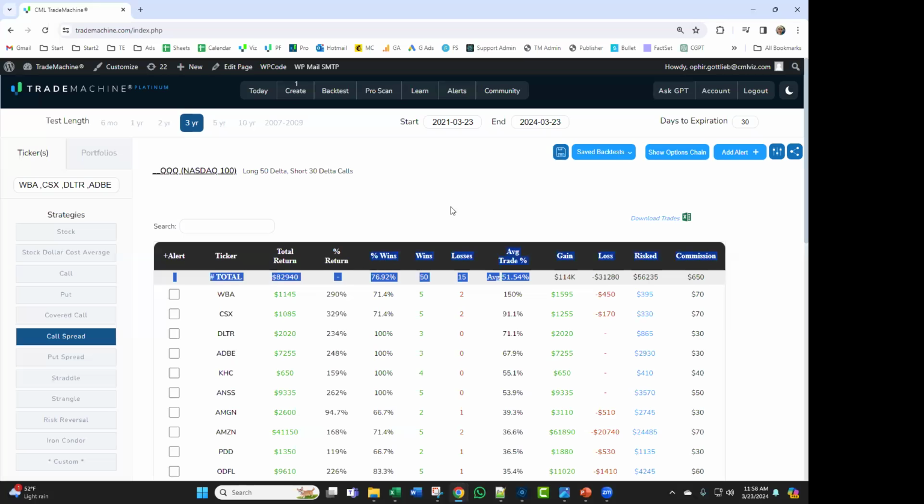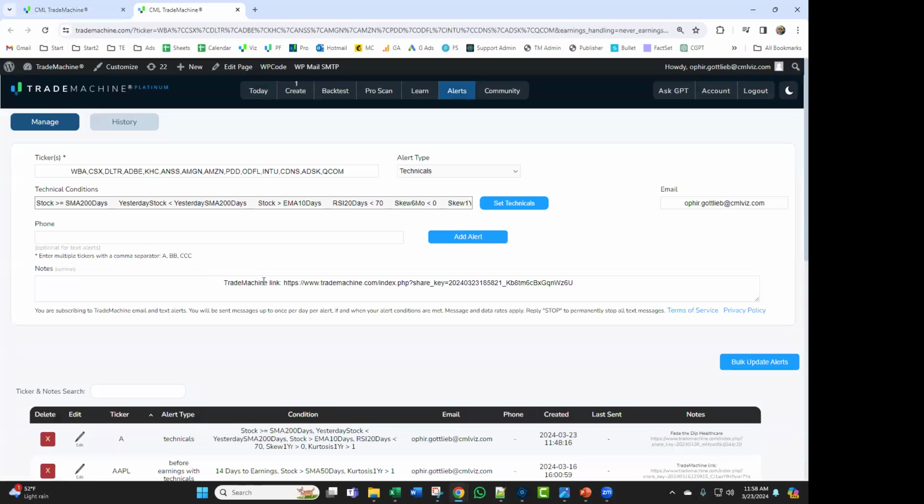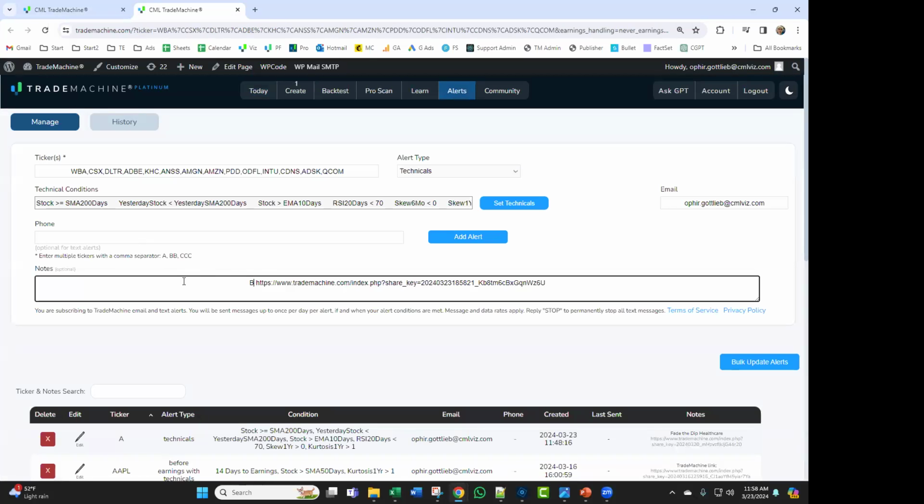Here's how they've looked. I'm going to go to add alert now. And here's a new one. This is buy the dip as a spread with AI in the Qs.